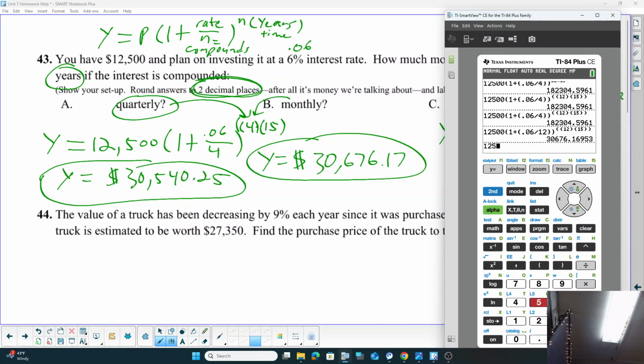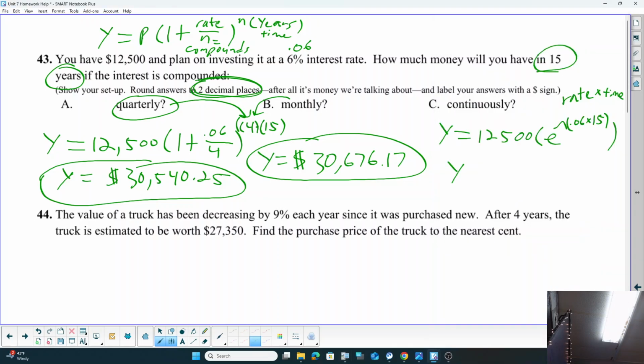So now we go to 12,500 times e to the parentheses 0.06 times 15 years. Close parenthesis, close parenthesis. So then we get a little bit more out of that, compounding continuously, infinity. So a little bit more. 30,745.04. So y equals 30,745.04. Nice. Cool.